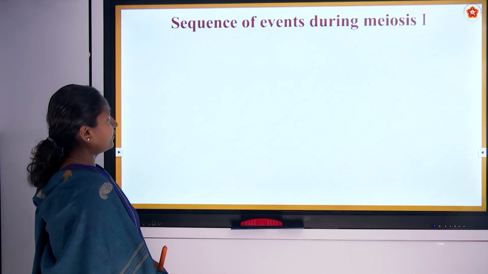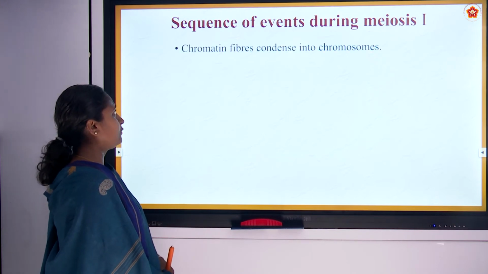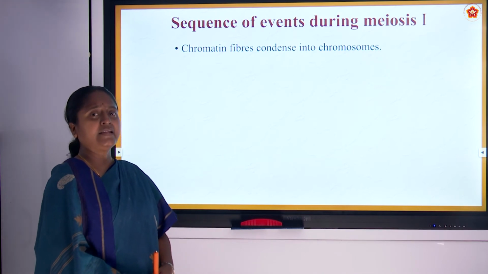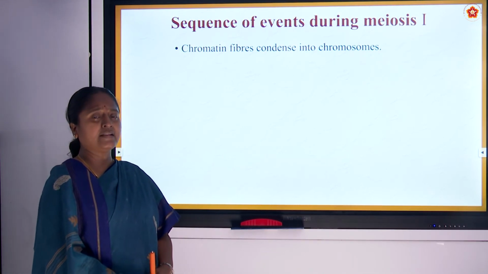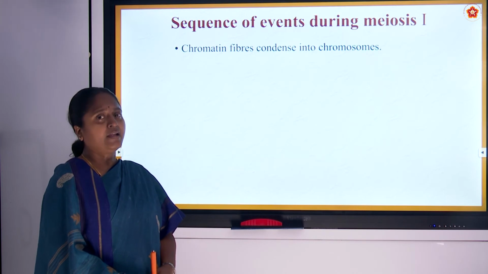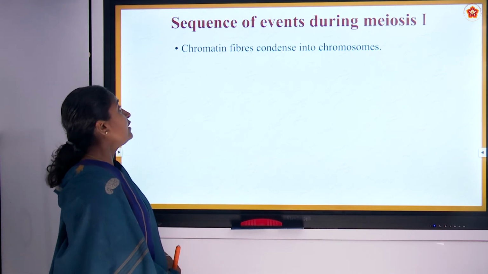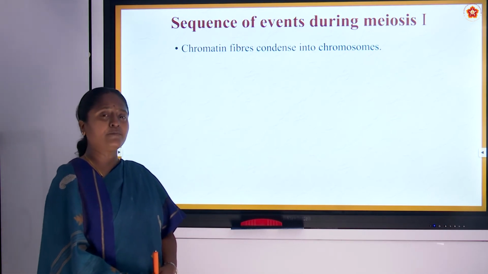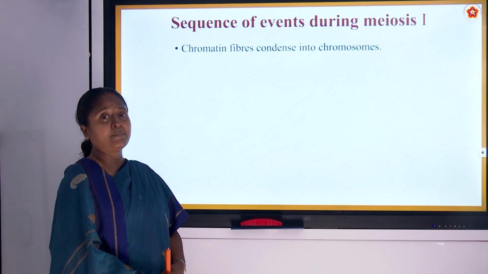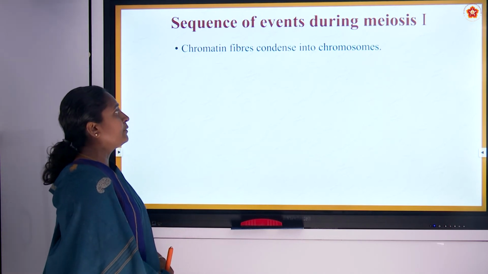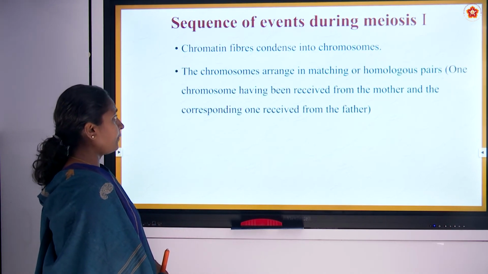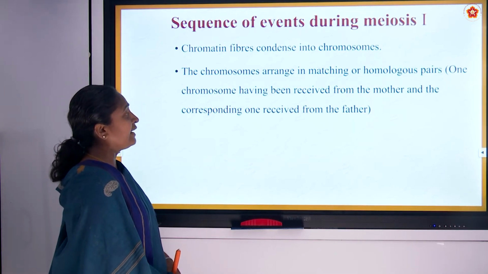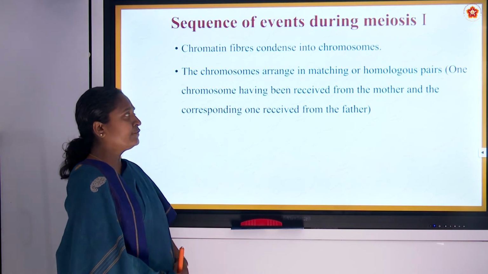So, what is the sequence of events happening in meiosis 1? We will see. We know about the chromatin fibers, right? The DNA present inside the nucleus in the form of chromatin fiber is getting organized. These chromatin fibers are again condensed to form chromosomes, as we can see in prophase. So, we can see the chromosomes forming. Now, what are these chromosomes doing? They are arranged in matching pairs.